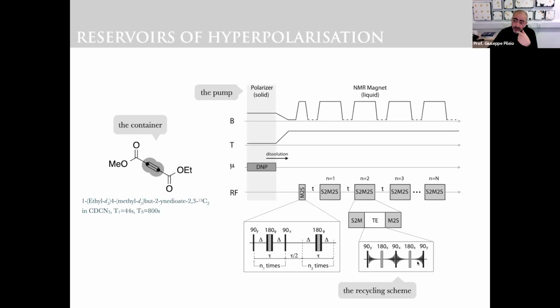But this magnetization is still hyperpolarized. And you are still able to bring it back into the singlet container. So that's what you do with an S2M, sorry, an M2S. And once it's in the singlet container, you can store it there for a longer time, and eventually come back to it later, read it again, store it, and come back and read it again, and so on. Now, it looks like a nice idea, but is it true? Is it possible to do?